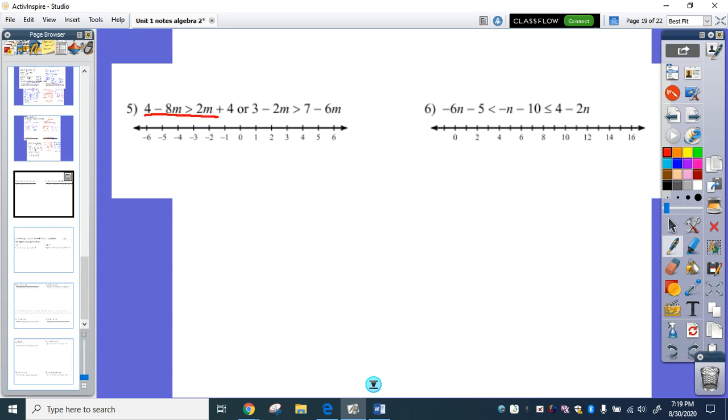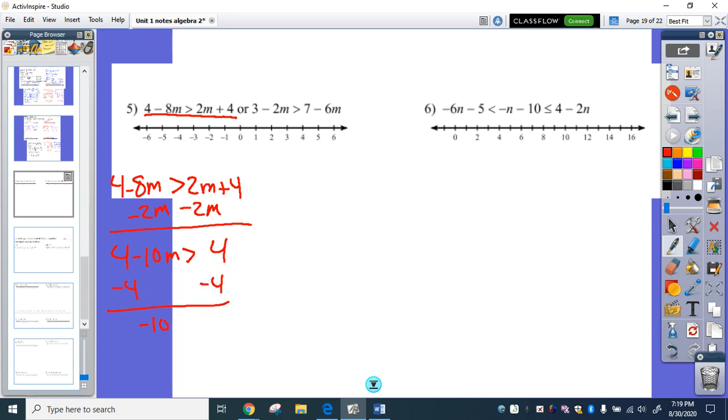So let's do in 2 colors so that we can stay organized. So 4 minus 8m is greater than 2m plus 4. Now we have variables on both sides. My suggestion would be simply to move the 2m, because we're used to having our variable on the left-hand side. So if we do that, we get 4 minus 10m is greater than 4. If we subtract 4 from both sides, we get negative 10m is greater than 0.